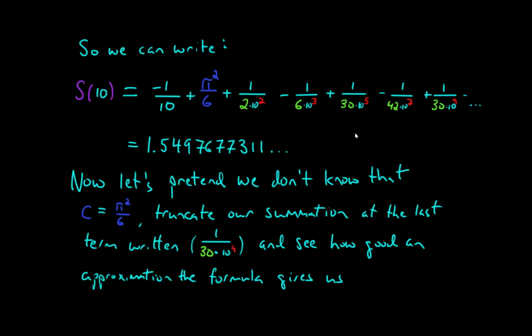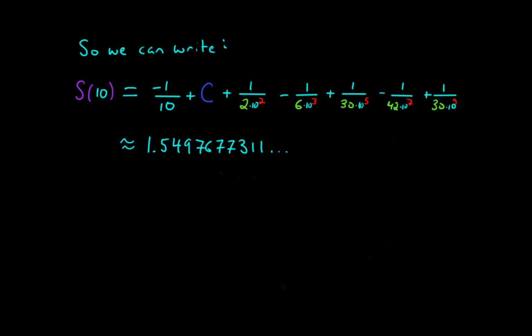Now let's work this process in reverse for a moment. Let's pretend that we don't know that c equals pi squared over 6. And we'll truncate our summation at that last term that I've written there, 1 over 30 times 10 to the 9th. So then this should be roughly equal to 1.54976773111... Let's rearrange this equation and solve for c.